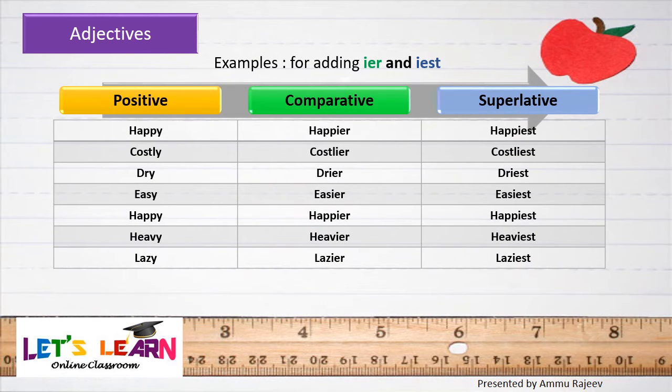Here are some examples of adjectives that add an IER for the comparative degree and IEST for the superlative degree. Did you notice that each of these words ends with a Y? Yes, we replace the Y with an I before changing it into the comparative and superlative degree.